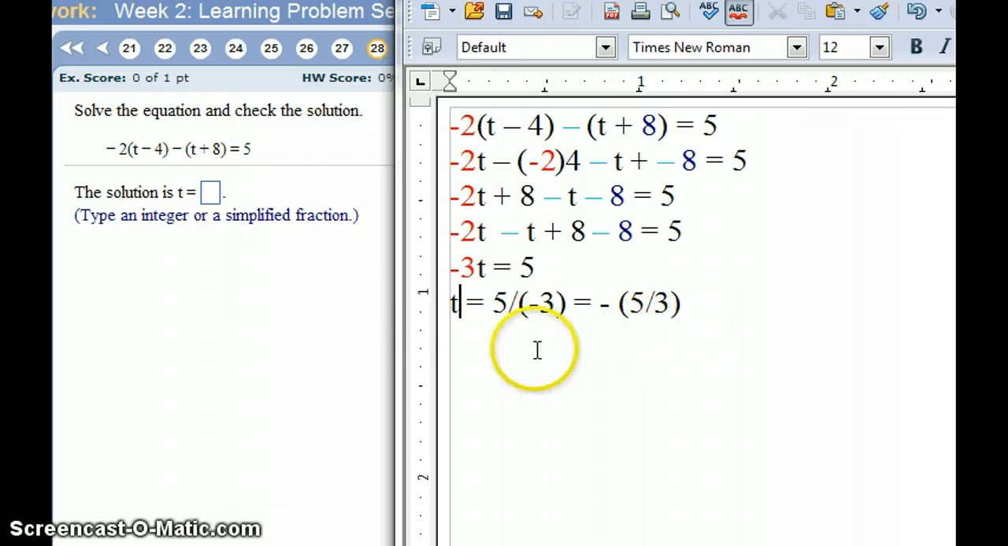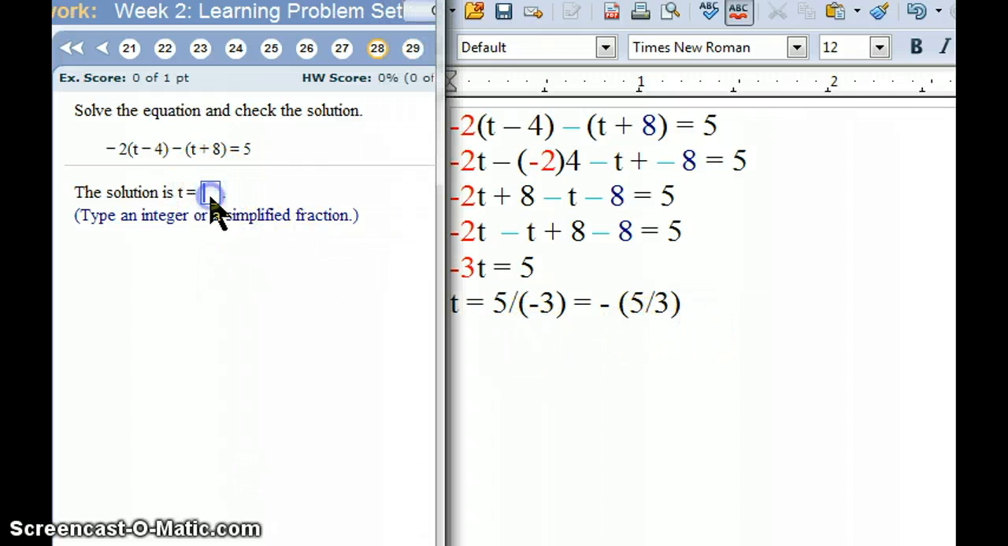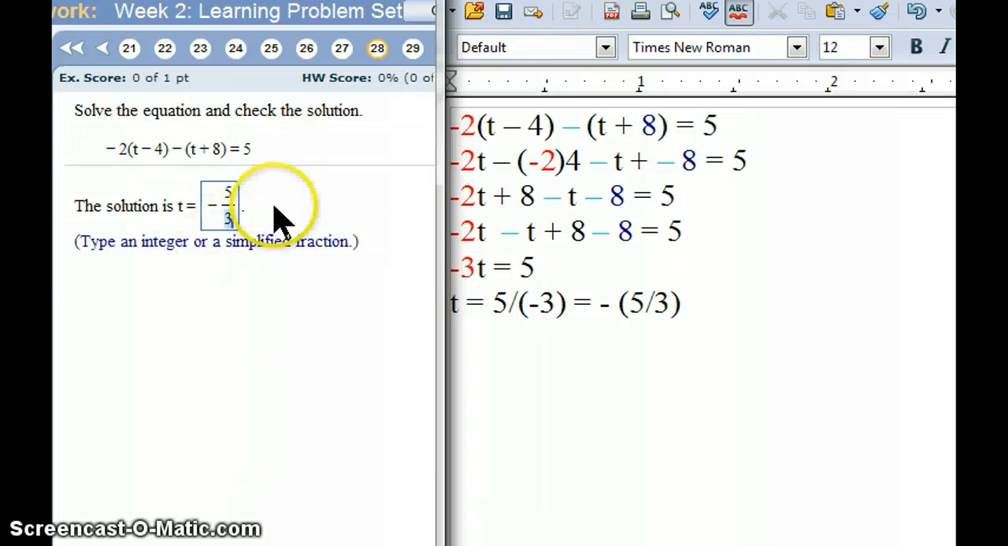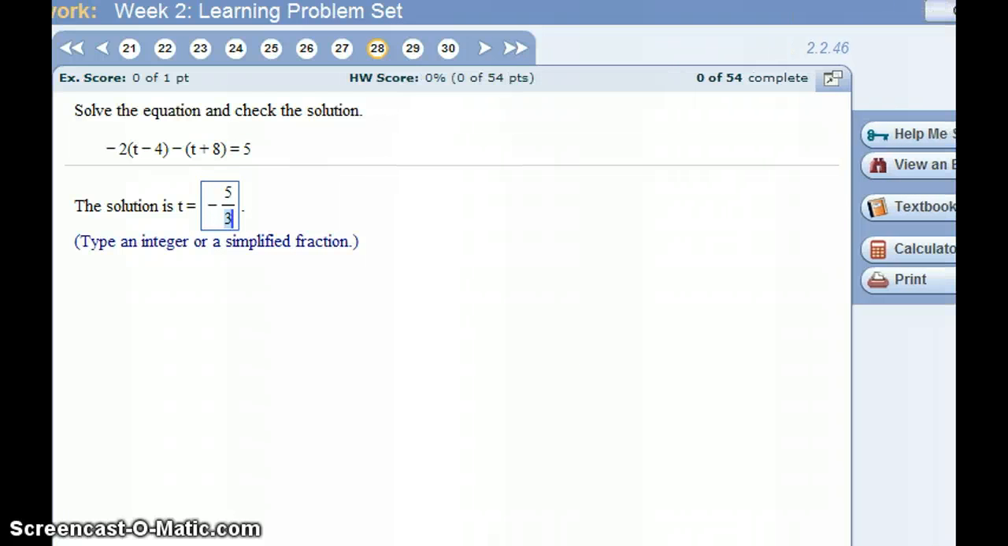t is negative 5/3. So I go over here in my math lab and I need to write negative 5/3. I think you should probably leave the negative out front like that. You don't want it in the bottom or on top or anything like that. Then I press enter. It tells me I'm right, and I'm good to go on to the next problem.